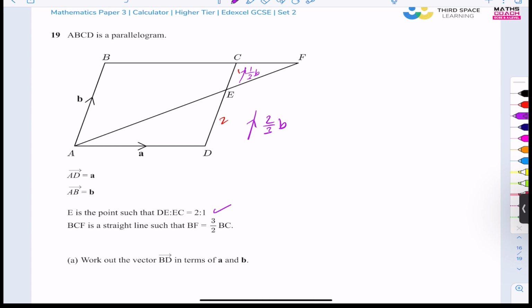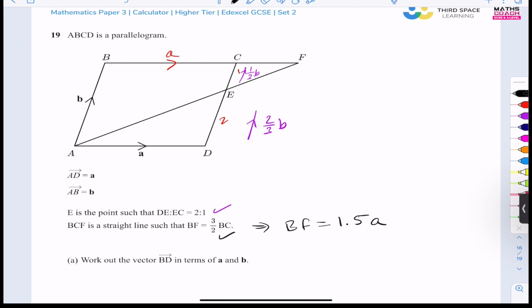Next, BCF is a straight line. So BCF is a straight line such that from B to F, that's equal to 1.5. 3/2 is the same as 1.5, B to C. What is B to C? B to C just here is A. So therefore what we can say here is B to F is equal to 1.5 BC, which is A. So 1.5 A. Okay, so that's that done.